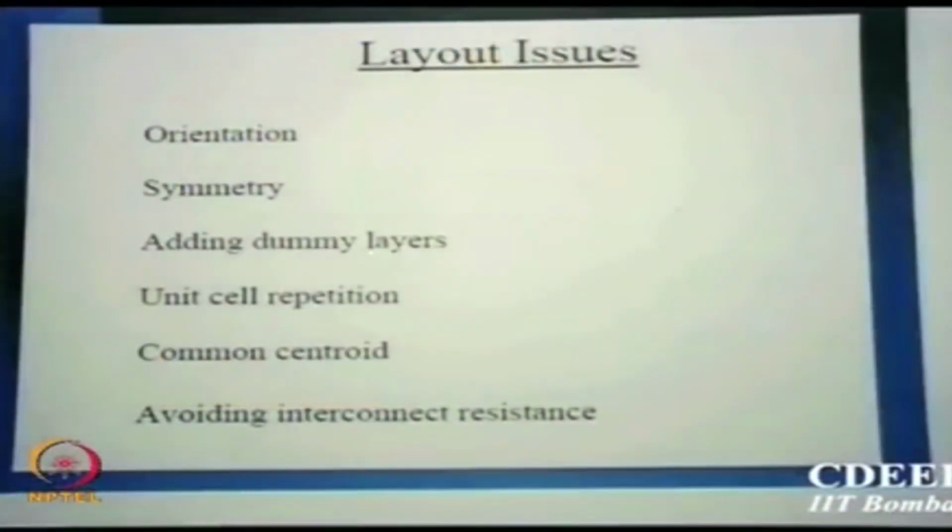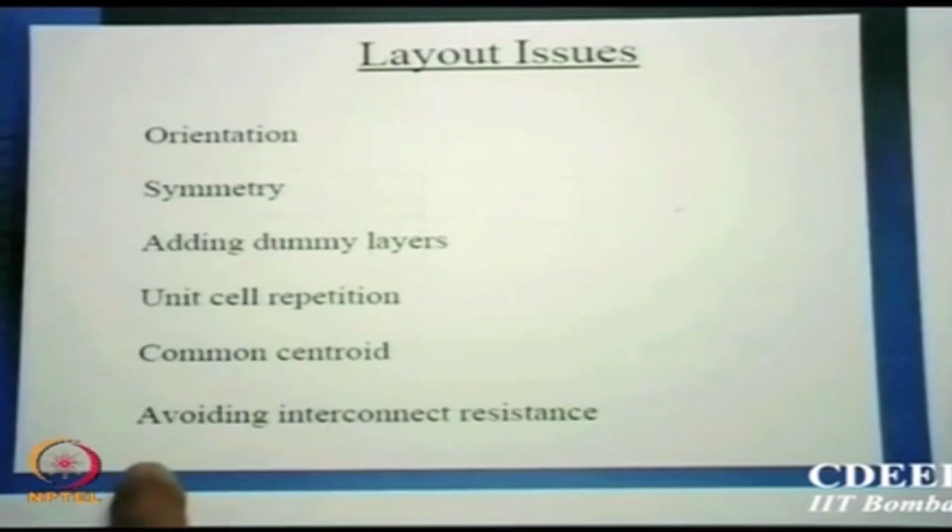So there are issues in layout. One is called orientation, we will come one by one. Whatever figures follow now have been taken from Razavi. There is a chapter on this mismatch, the word itself is mismatch there. So look for that chapter and I will show you what the worry is there. The issues are orientation of layout, symmetry, adding dummy layers, unit cell repetitions, and the last but one is the most important, called common centroids, and avoiding interconnect resistance. These are the issues which you must attend to as layout designers.